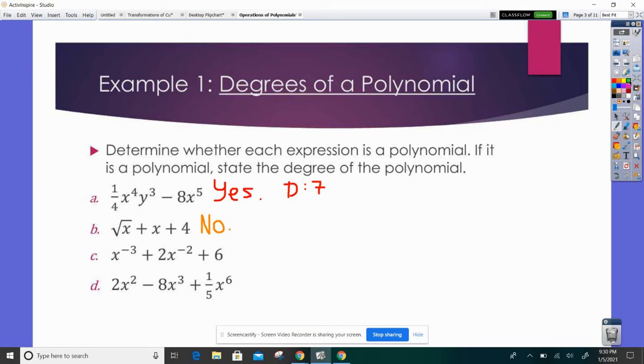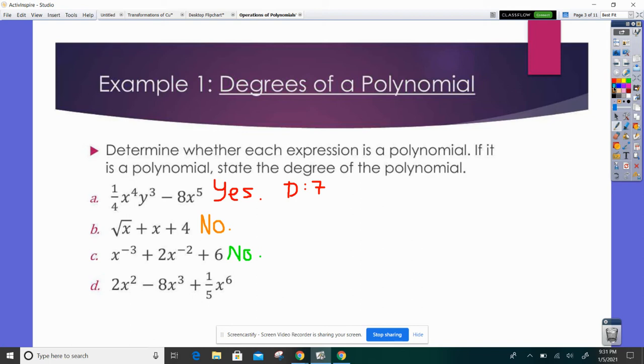The next one we have is x to the power of -3 plus 2x to the power of -2 plus 6. Okay, so remember, again, we need non-negative integer exponents. If you notice, both of those exponents right there are negative. So this is not a polynomial either. Okay, and since it's not a polynomial, we don't need to find the degree.